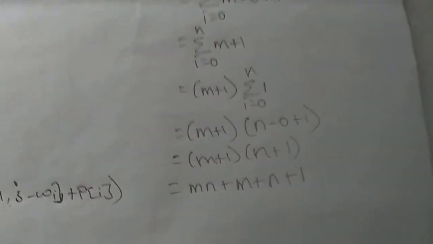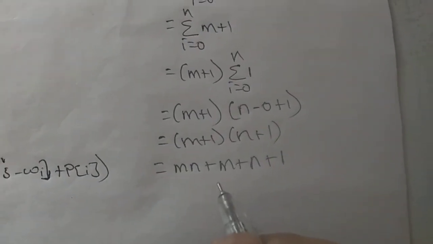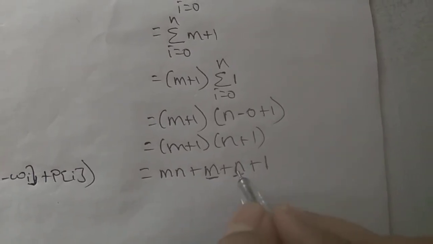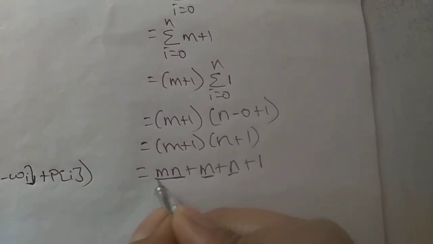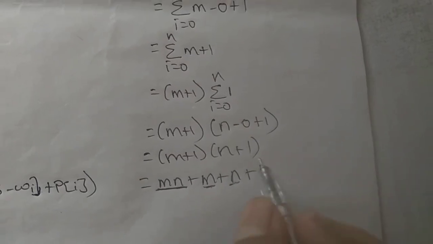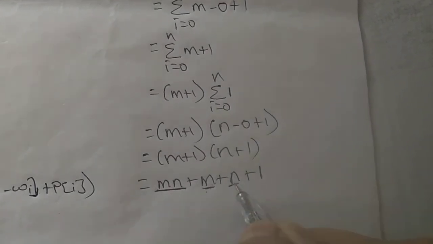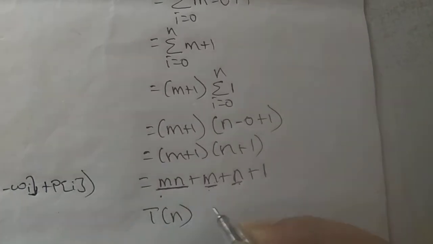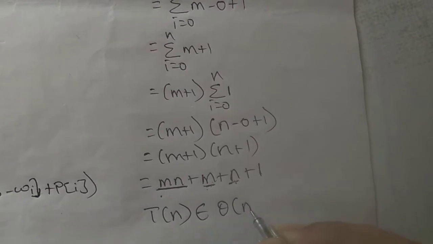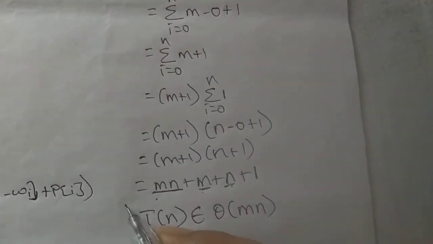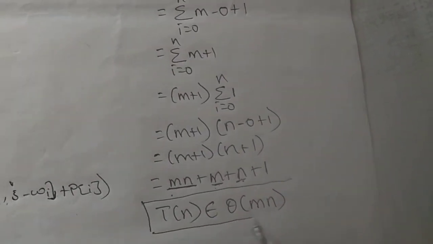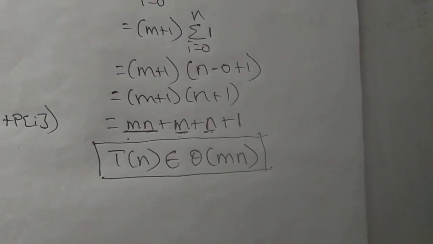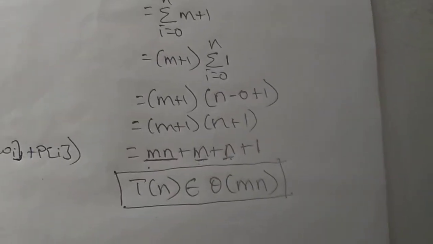See here, how will you find out the time complexity of this one? m and n are having equal degrees. So this mn combinedly we are having. This is the lower order of growth, and this is the highest order of growth. So you have to just consider T of n belongs to theta of mn. This is the time complexity of your knapsack algorithm using dynamic programming, or the 0/1 knapsack problem.